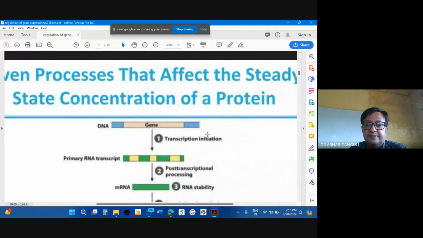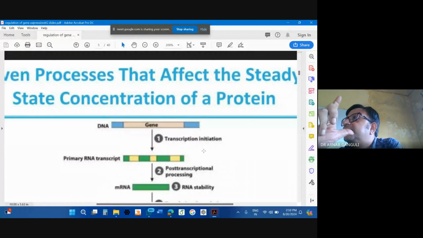There are essentially 7 processes that affect the steady state concentration of a protein. So, if your phenotype is a protein, the regulation of that protein, how much more of that protein will be there or how less of that protein will be there? That is the question. That is controlled by regulation. Like a fan, you have a regulator. How much faster will it rotate or how slower it will rotate? So this is exactly what you mean by gene expression regulation. How much more, how less? This is how it goes.